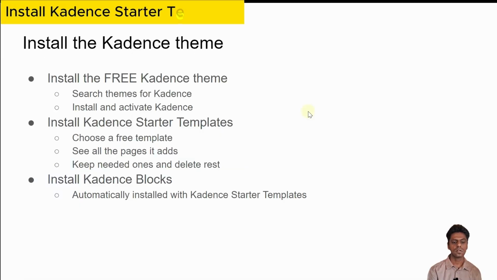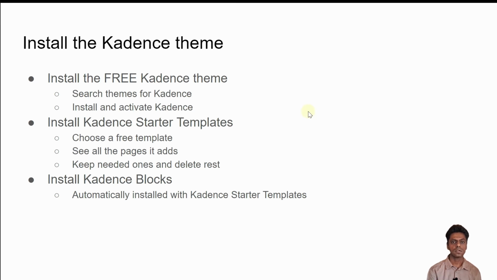Next, let us install the Kadence starter template. I recommend installing the starter template because you get a start to your WordPress website. You will get some of the pages already customized, such as the home page. So it makes it a lot easier to set up your WordPress website.